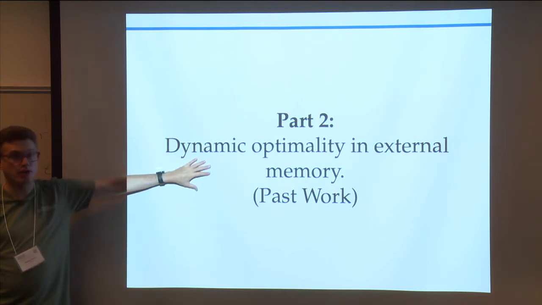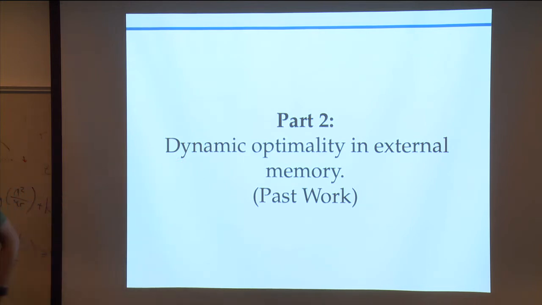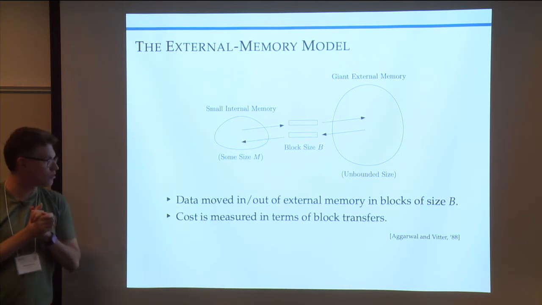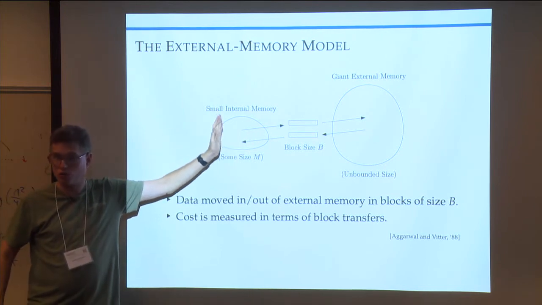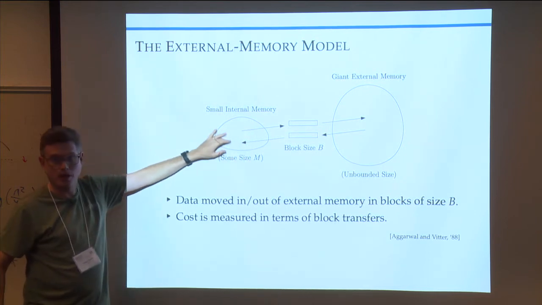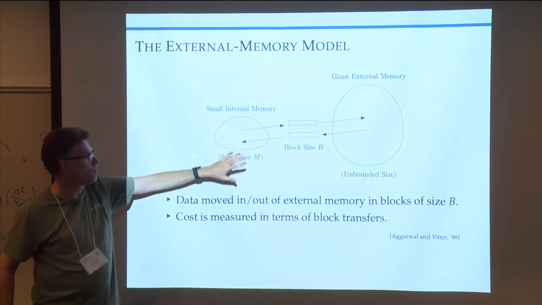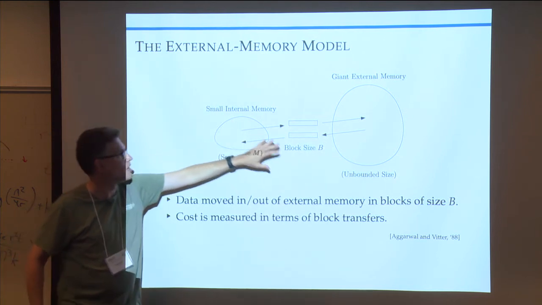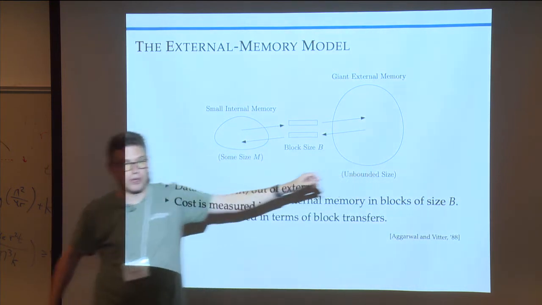So now let's talk about external memory. The first thing I want to do is explain what we mean by external memory. This is the external memory model. It's a 2-level memory hierarchy. So we have a small internal memory of some size M. In this talk, we're going to view M as being very, very small. So we've got a small internal memory, and then a giant external memory. We're going to model it as being of unbounded size.